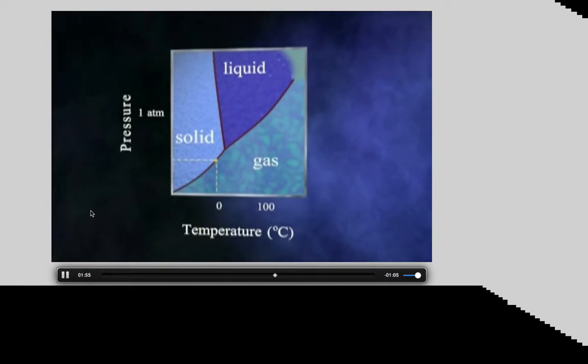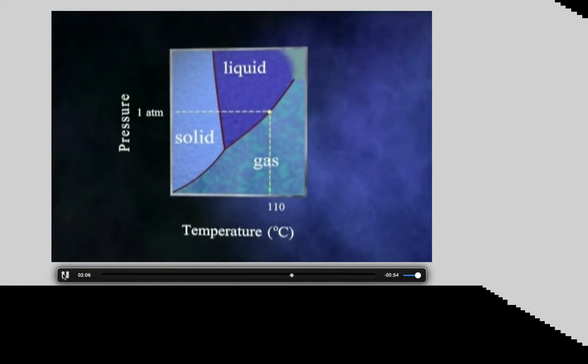We can also track the changes in a sample of water as we vary pressure. If the pressure is increased on a sample of water vapor at 110 degrees Celsius, so guys, what's going to happen? If you take water vapor and squeeze it, so the temperature stays 110, but you squeeze it, eventually what is it going to do? It's going to liquefy. It will condense as it crosses the gas-liquid phase boundary.